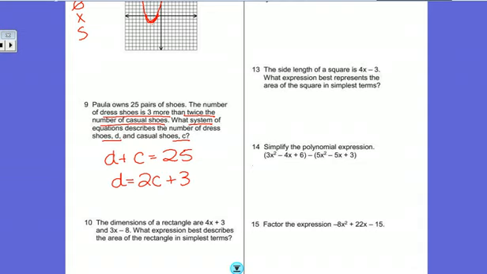On number 10, the dimensions of a rectangle are 4x plus 3 and 3x minus 8. What expression best describes the area? I'm not going to do this in full for you, but area just means these two things multiplied. So 4x plus 3 times 3x minus 8. Do your FOIL and double distribution, and you should get your answer, no problem. Okay, so that's 10.